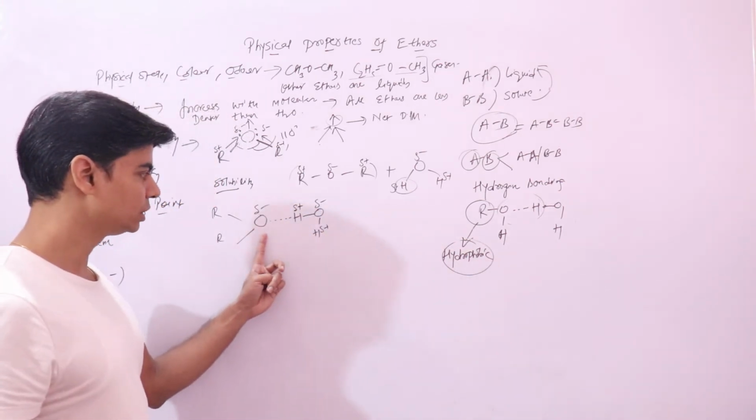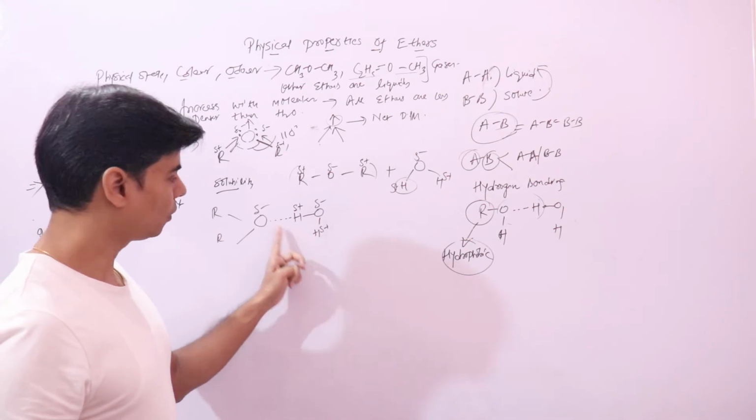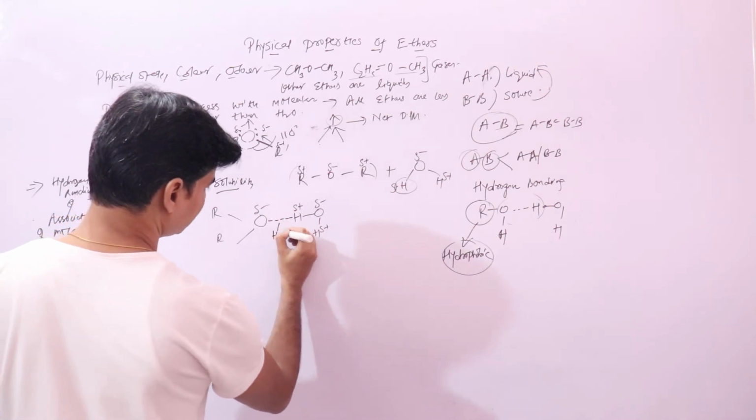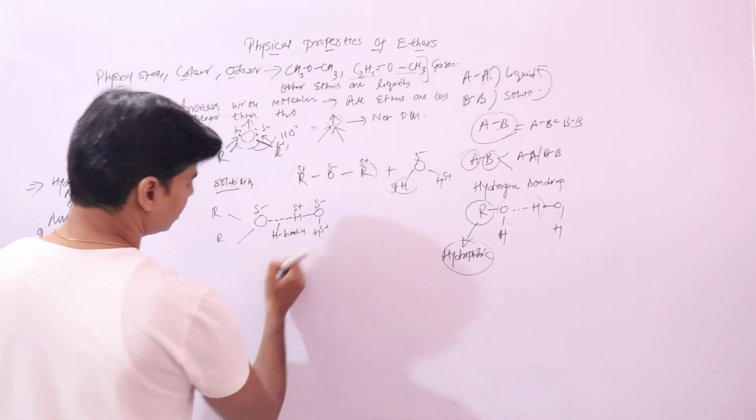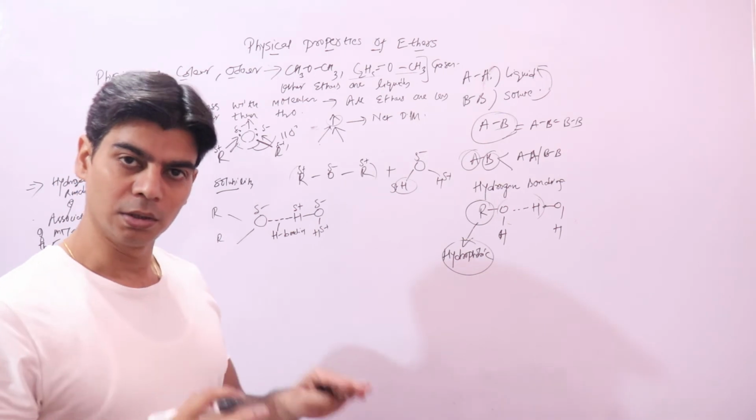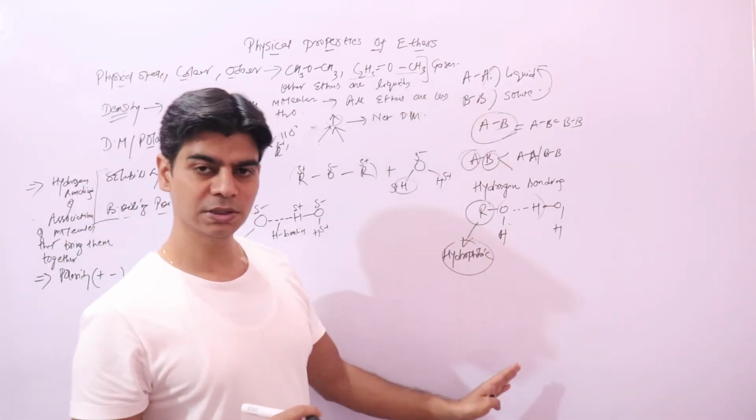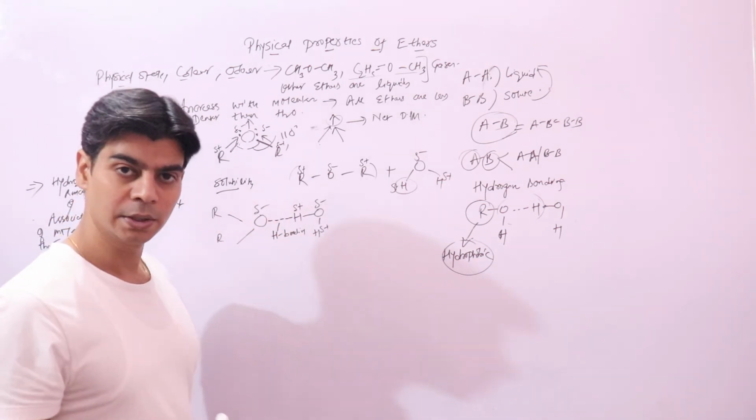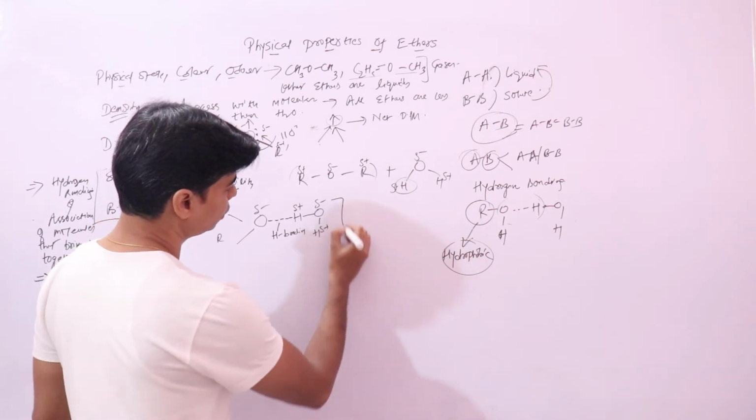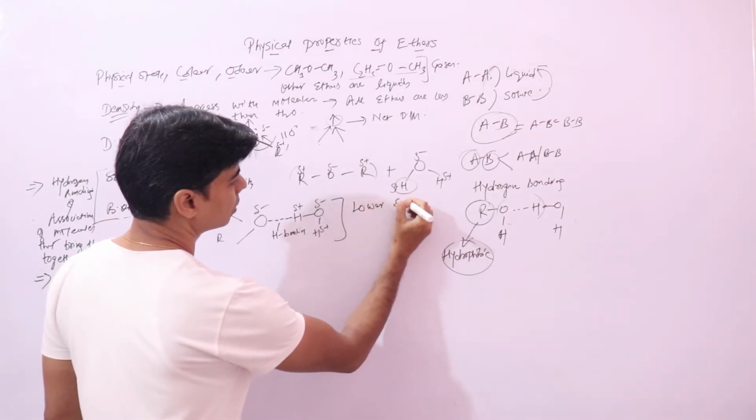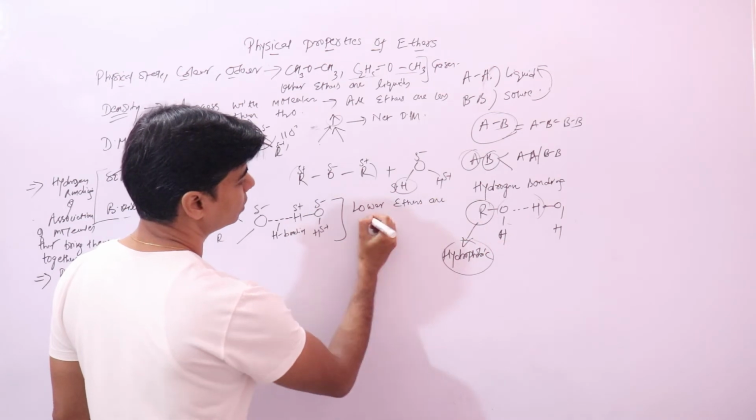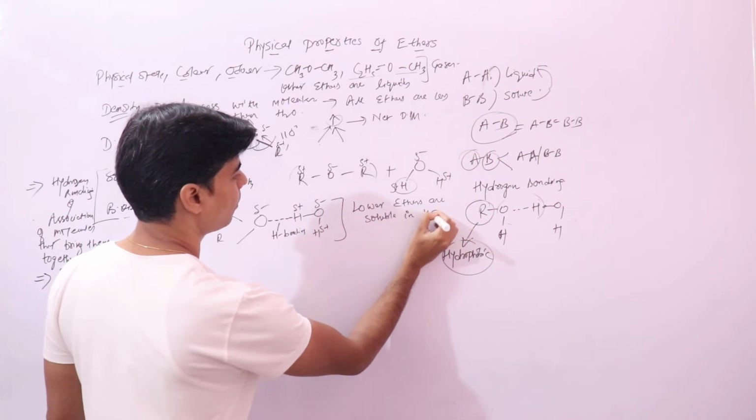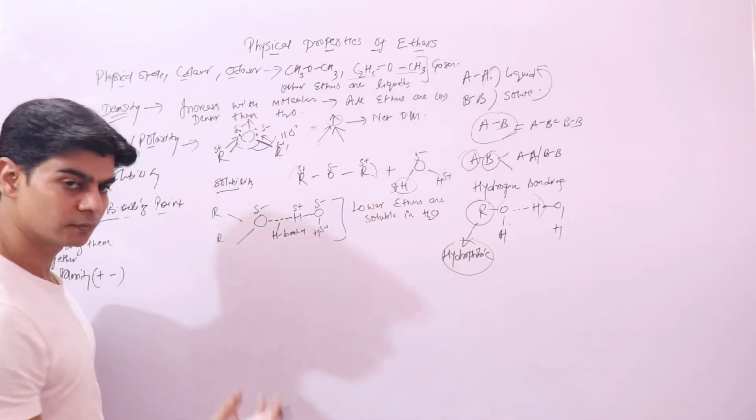Between electronegative oxygen and electropositive hydrogen of water, there is hydrogen bonding, right? Now since we have hydrogen bonding here, lower ethers are soluble in water. Based on this explanation, lower ethers can well interact with water due to this hydrogen bonding. They can form hydrogen bonds. So lower ethers are soluble in water, right? Now let's talk about the higher ethers.